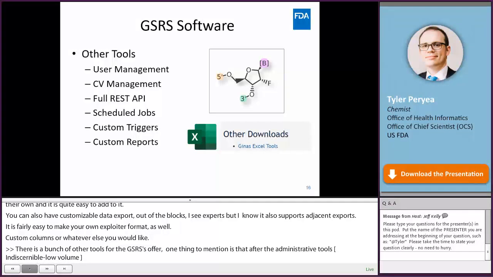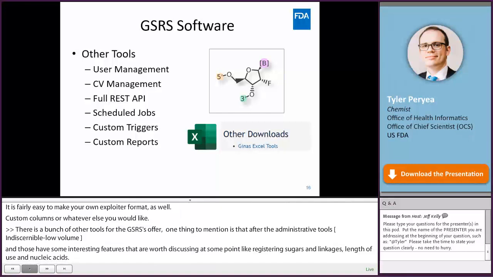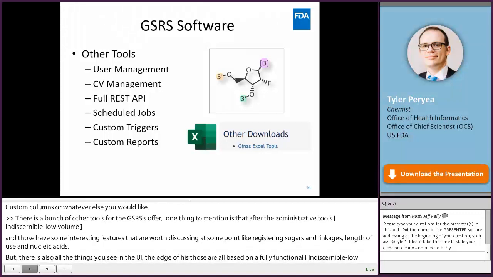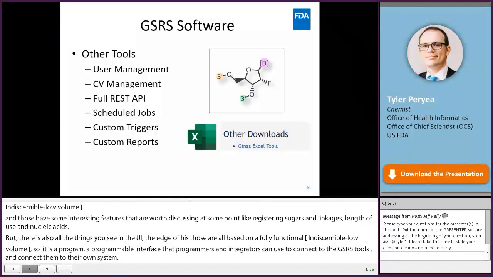But there's also all the software, all the things you see in the UI, the user interface. Those are all based on a fully functional REST API. So it's a programmable interface that developers and integrators can use to connect the GSRS tools internally to their own systems. And we've made heavy use of that REST API internally at FDA to synchronize existing systems with GSRS without having to have direct access to the same databases or same source code.